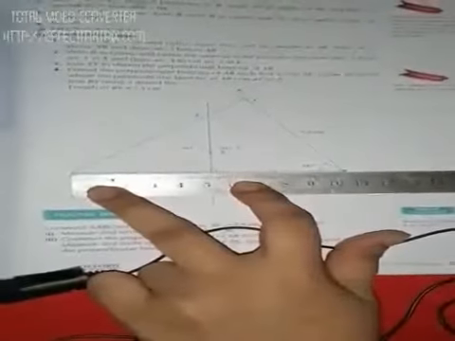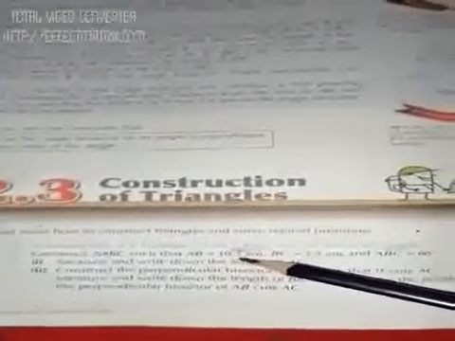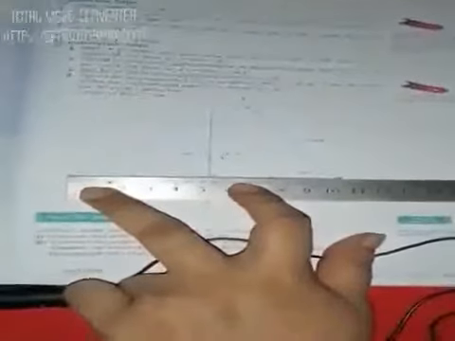When you are given two sides and an angle, our first step will be to make the base of the triangle. Let AB be the base of the triangle. It's 10.5 cm. Let's draw it first using a centimeter ruler. See here, this is 0 and this is 10.5. See, I'm going to draw 10.5 cm. Understand? Now what's our next step?